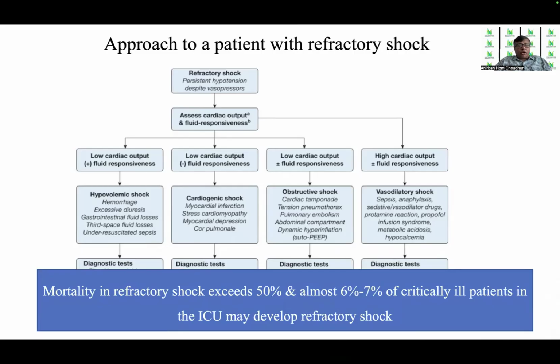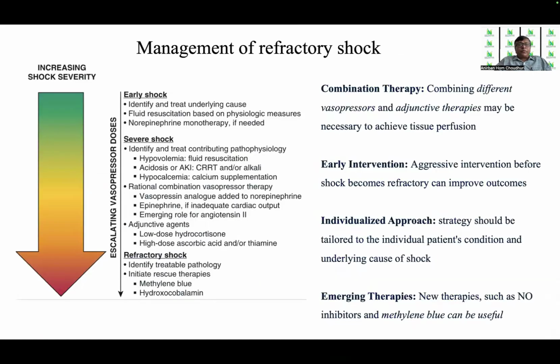Mortality in refractory shock exceeds 50%, and almost 6 to 7% of critically ill patients in the ICU at any point of time may go into refractory shock. The management of refractory shock follows a continuum. In increasing order of shock severity, in early shock, we have to identify the underlying cause, resuscitate with fluid, and start norepinephrine monotherapy. But all this is usually over by the time a patient becomes refractory.